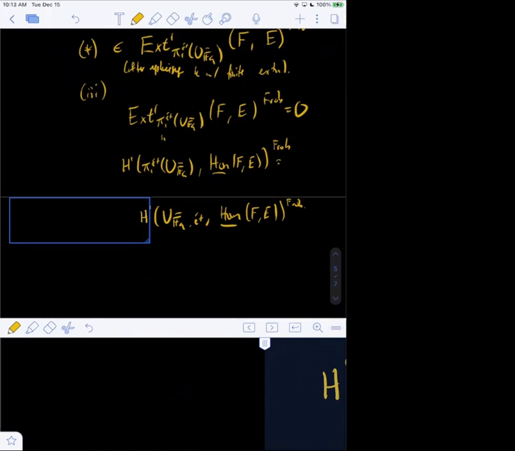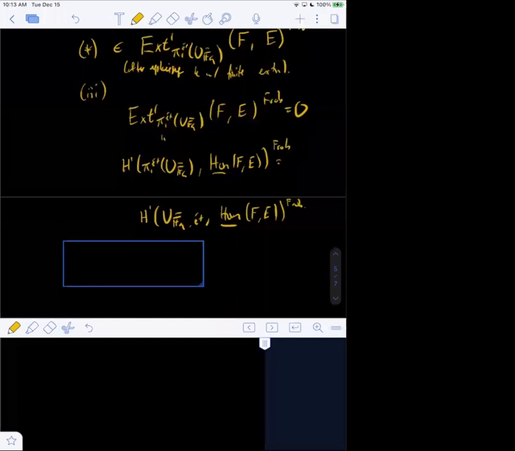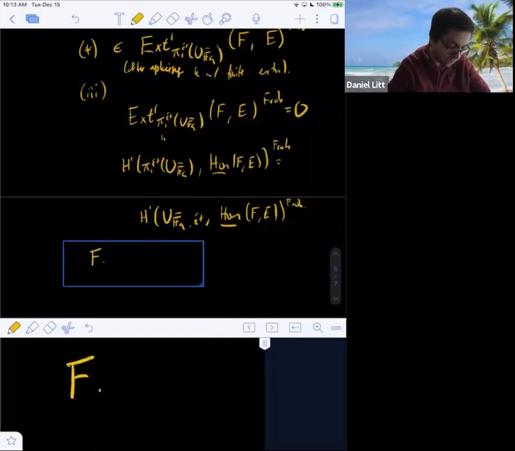So you would expect that Hom FE to be weight 0? Yeah, that's exactly right. So F and E have the same weight.